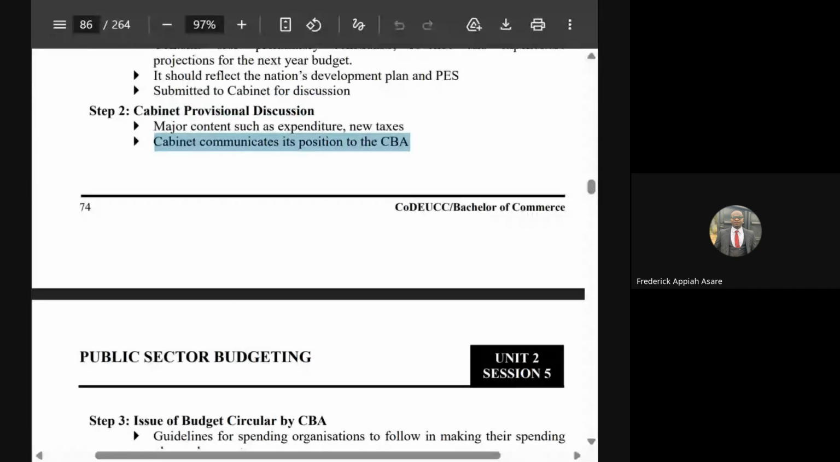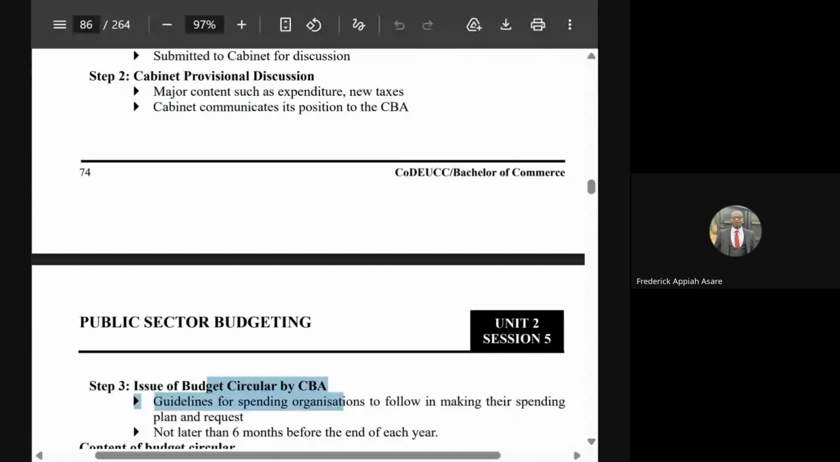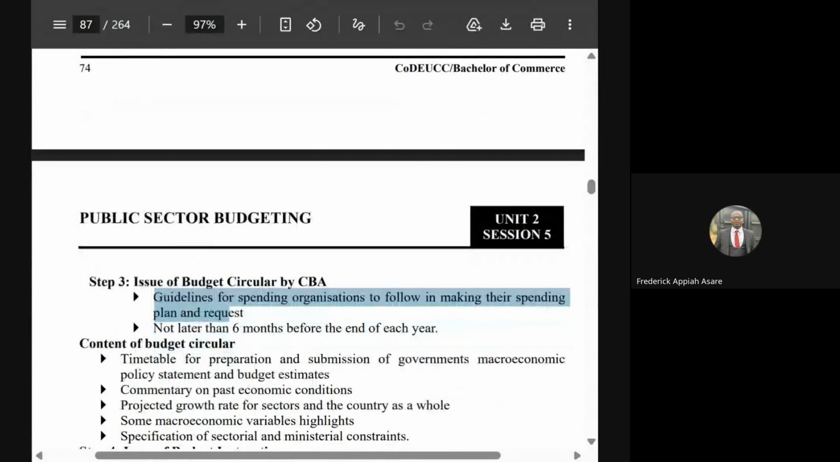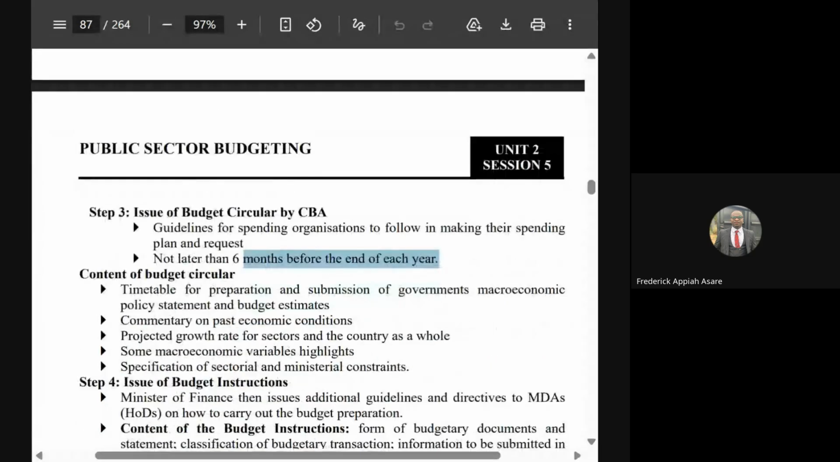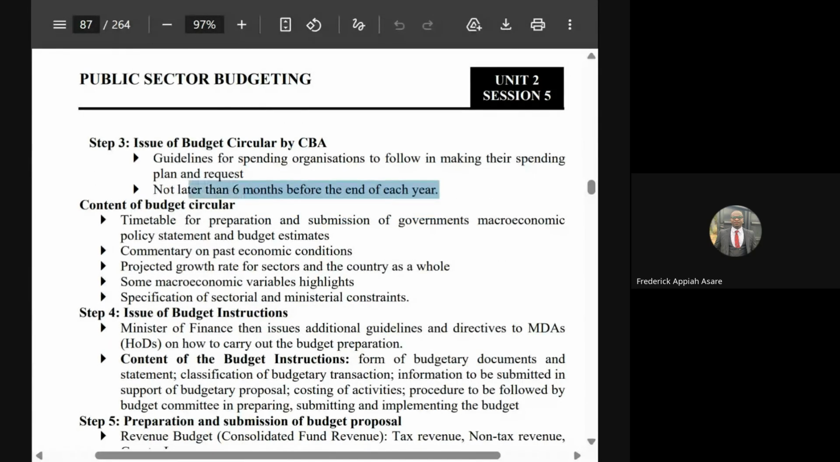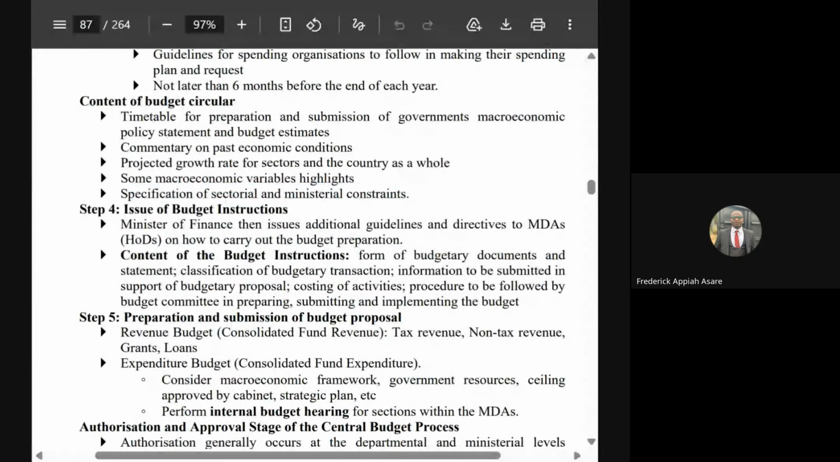Then when they are done, they will issue what we call the budget circular. The budget circular gives guidelines for spending organizations to follow in making their spending plans and requests. And this one should come not later than 6 months before the end of the year. Then you come to the content. When you take the content of the budget circular, it gives us timetable, it gives us commentary on the past economic condition, it gives us projected growth rates, it gives us macroeconomic variables, it gives us specification of sectoral and ministerial constraints.